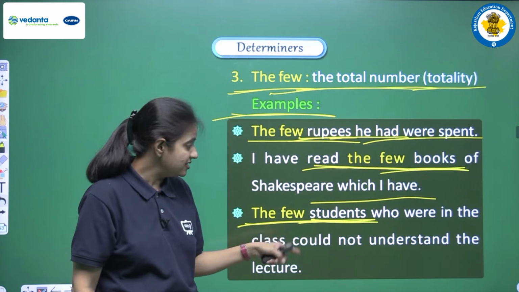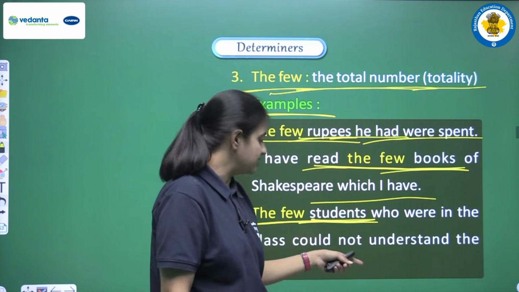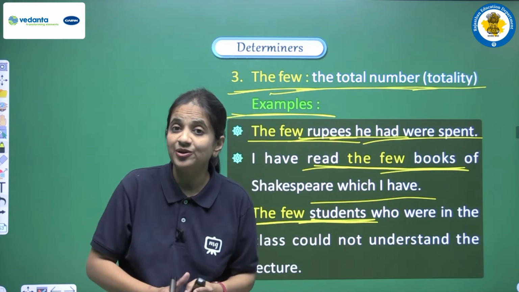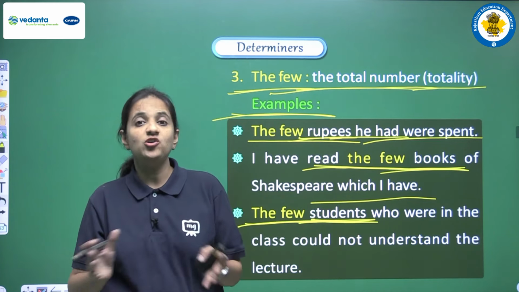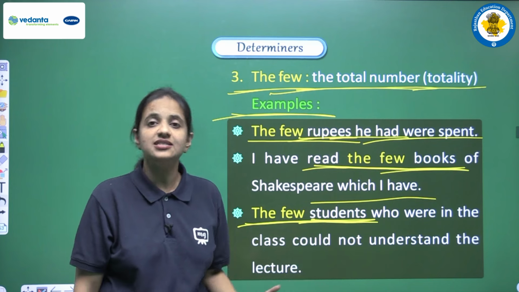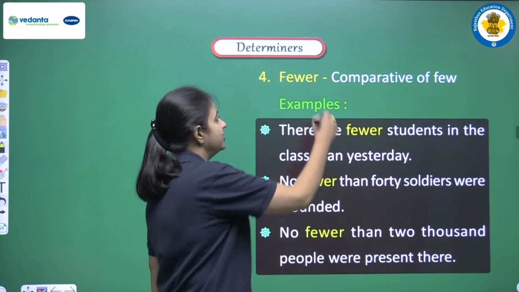So the sentence is that the few students who were in the class, they could not understand the lecture. So here also we are talking about the total number of the students, we are talking about totality. This is the reason we are having the few here in the sentence. Clear? Now next is fewer.